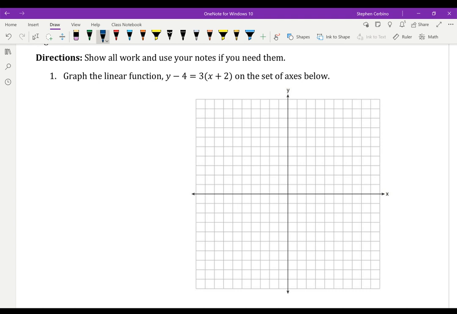So, algebraically speaking, the first thing I have to do here is distribute. So I'm going to have y minus 4 equals 3x plus 6. Then I have to move the 4 to the other side. I can do that by adding it. So I have y equals 3x plus 10.